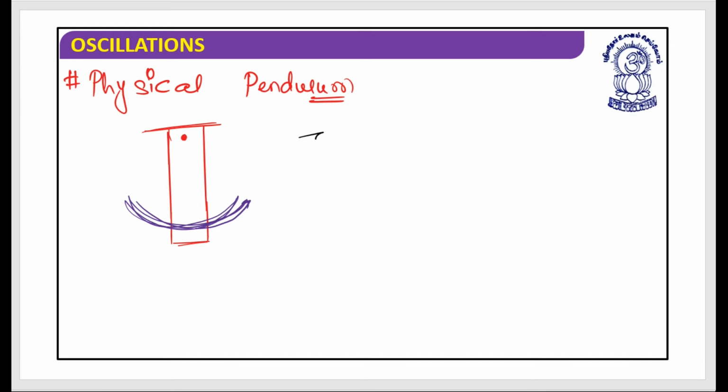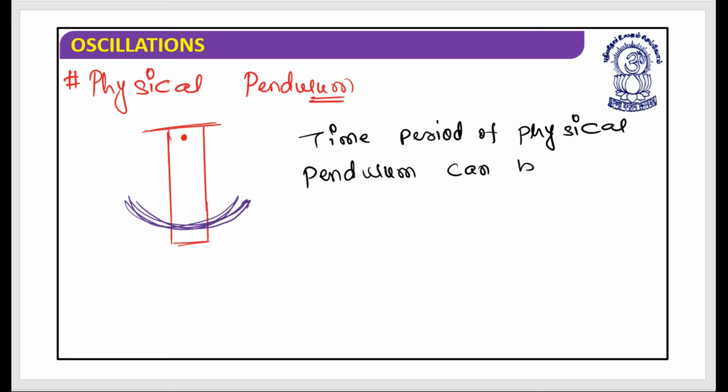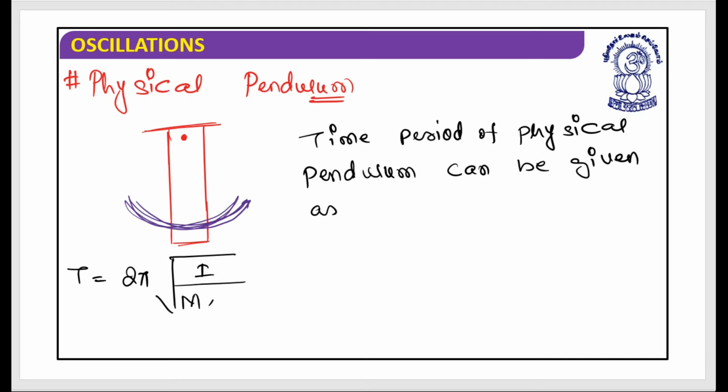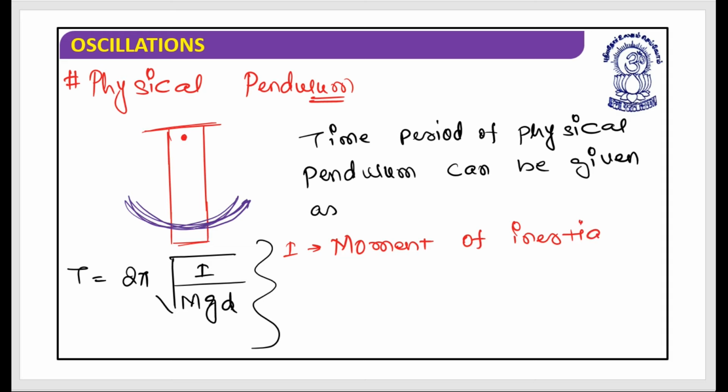So the time period of a physical pendulum can be given as T is equal to 2π root of I divided by mgd, where I is the moment of inertia of a rigid body, and d is the distance between the center of mass and the point of suspension.